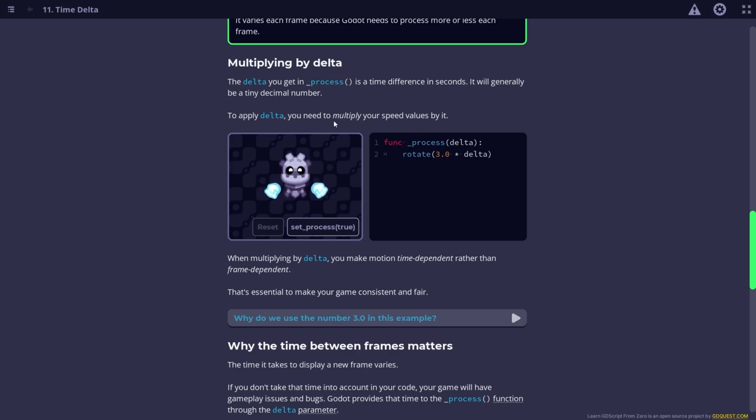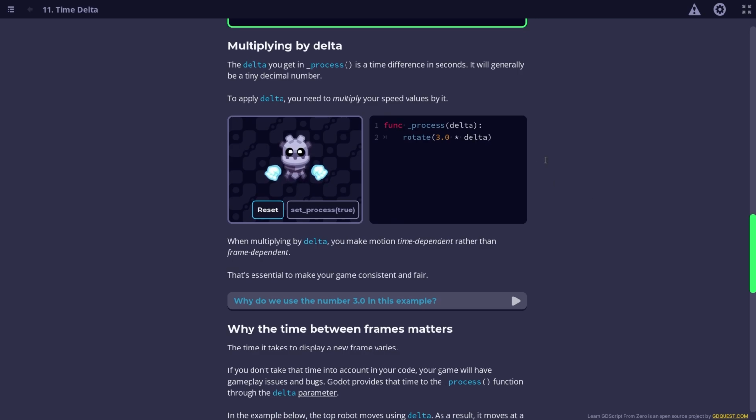To apply delta, we need to multiply our speed values by it. So we got func process delta, rotate 3.0 times delta. So instead of like 0.05, we do 3.0. Let's set it to true. And there it goes around and around. And so this is the variable that we would change to get this thing to slow down or speed up.